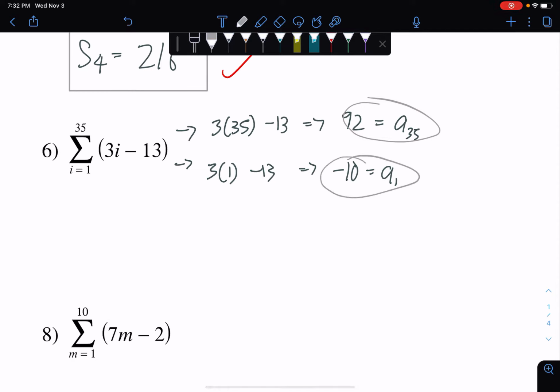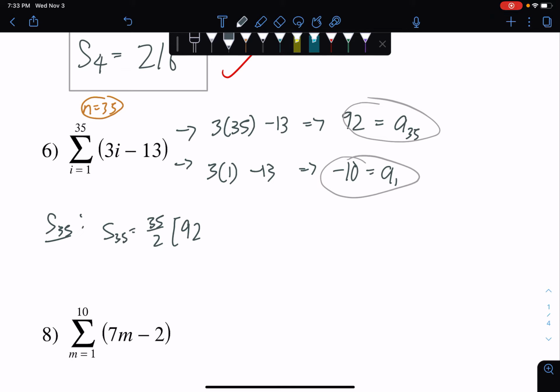There you go. Now, our n is equal to 35, the number at the top of the sigma symbol. S sub 35 is equal to n over 2 times the quantity a sub 35 plus a sub 1, which is basically plus negative 10, or minus 10. So S sub 35 then is equal to 1435.